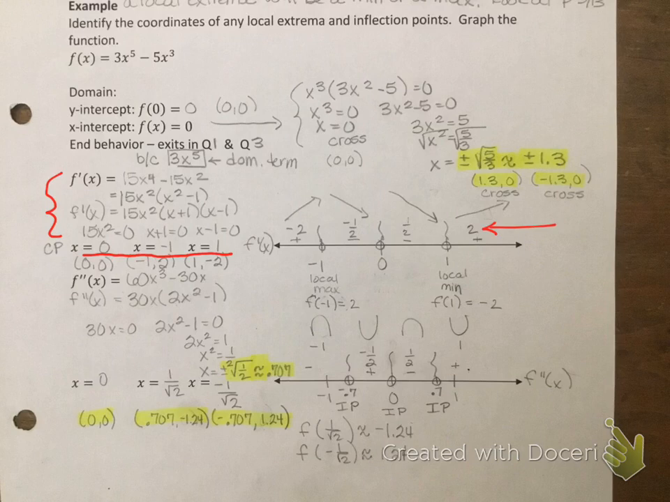Picking and plugging in test values, plugging those into my factored form of my derivative, which would be right there, first derivative. Getting out little pluses and negatives, you can see those below the numbers. So my function is increasing, decreasing, decreasing, increasing because of the pluses and minuses. For those critical points, I went ahead and figured out what their y values are by plugging back into my original function.